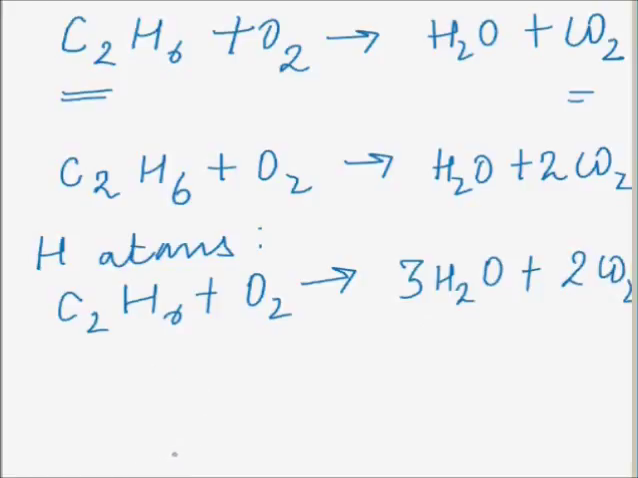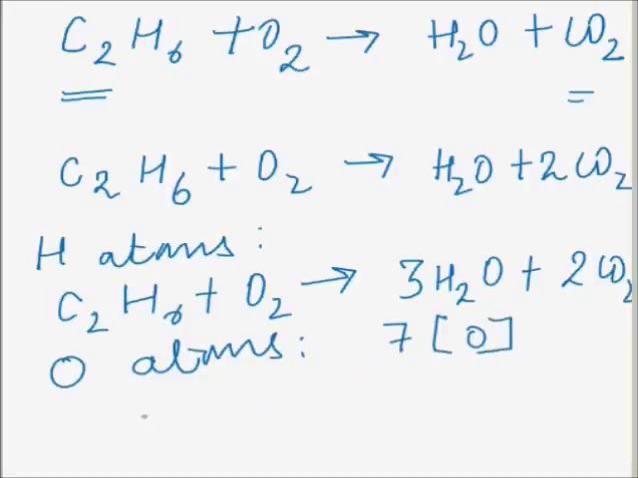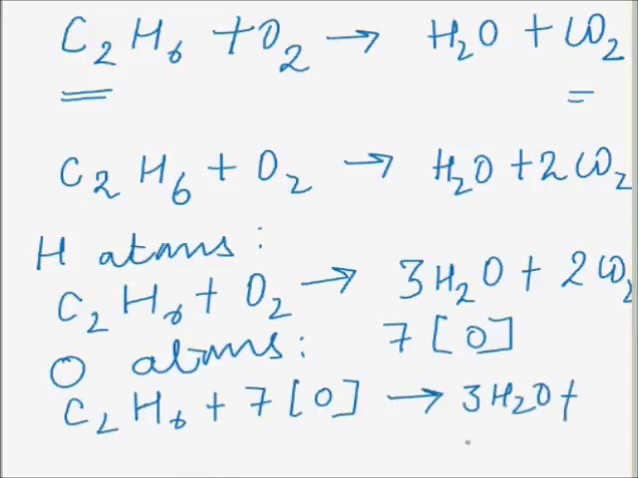Now we will balance the oxygen atoms. We can see that the number of oxygen atoms on the products is 7. In order to make the number of oxygen atoms in the reactant 7, we will write it like this, 7O. So our equation will become C2H6 plus 7O. It will give thrice H2O plus twice CO2.